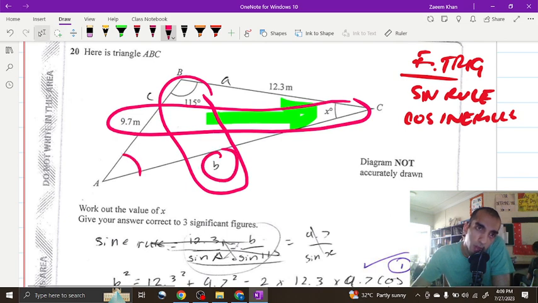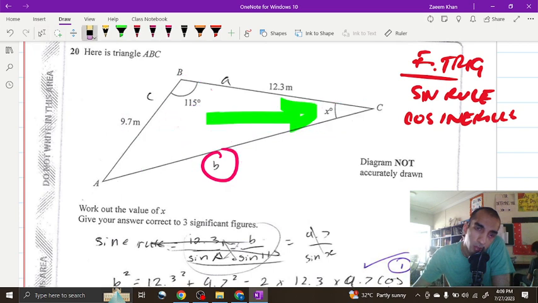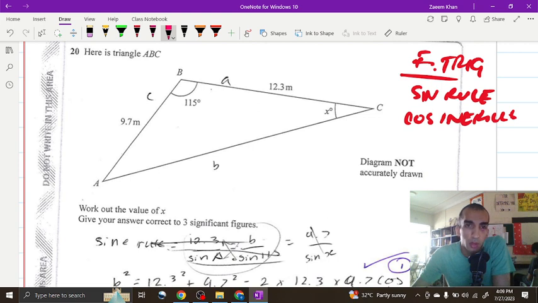This must be 5 marks because I think it involves a little bit of working. There are two ways that you can go about it. Either you need to calculate this side first, or you need to calculate this angle first. We've got under 9 minutes to go.